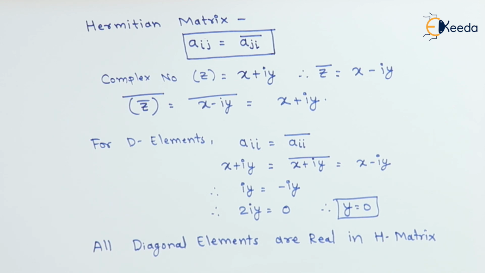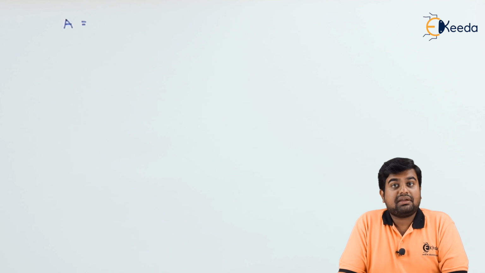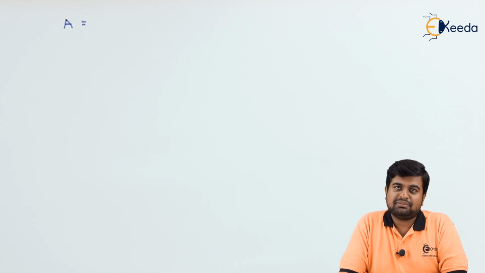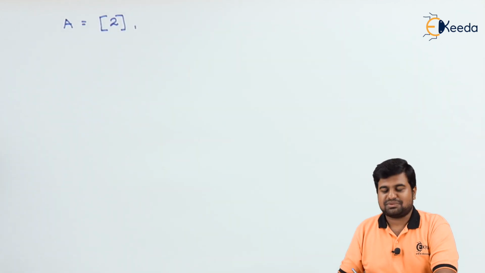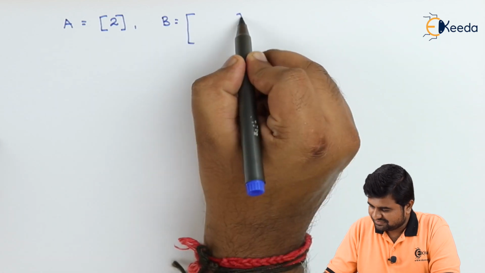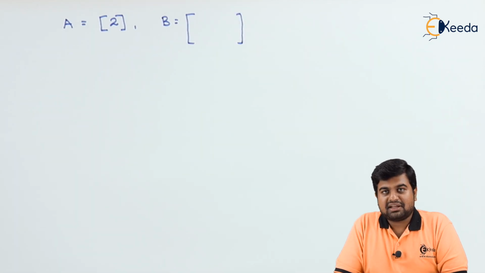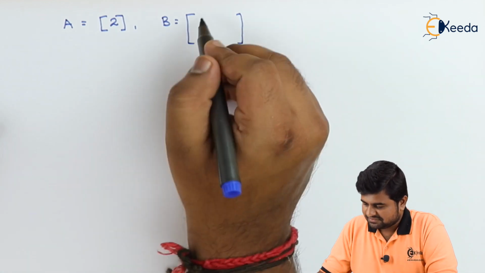So let us construct a Hermitian matrix. Let us start with a 1 by 1 Hermitian matrix. In a 1 by 1 Hermitian matrix, the diagonal element, the first row element and first column element, is going to be the same. So it has to be real. So let us start with 2. This is a Hermitian matrix. Now focus on 2 by 2 matrix. In order to construct any matrix, first we construct diagonal elements, and those diagonal elements should be real in a Hermitian matrix. So let us take 2 real numbers.